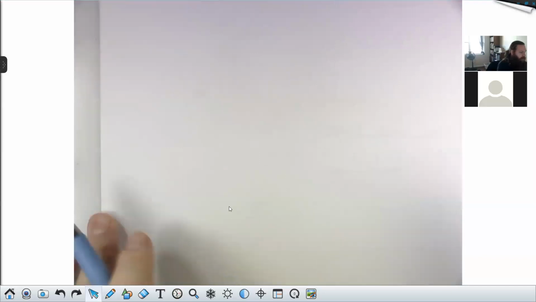Okay, so what I want to do here is find the exact area under the curve x squared plus 1 from x equals 0 to x equals 1.